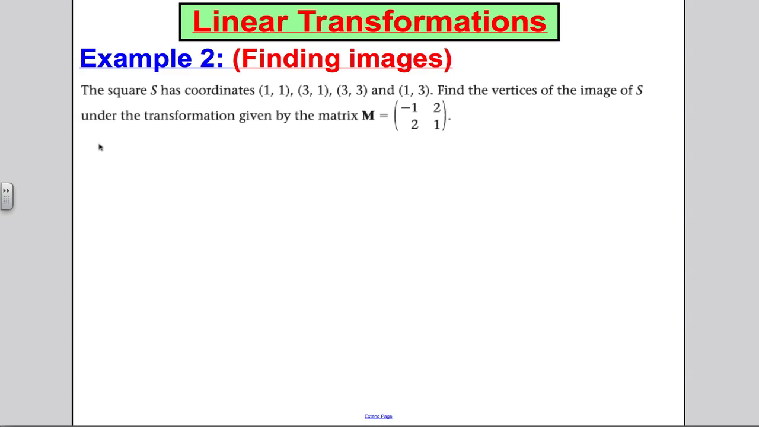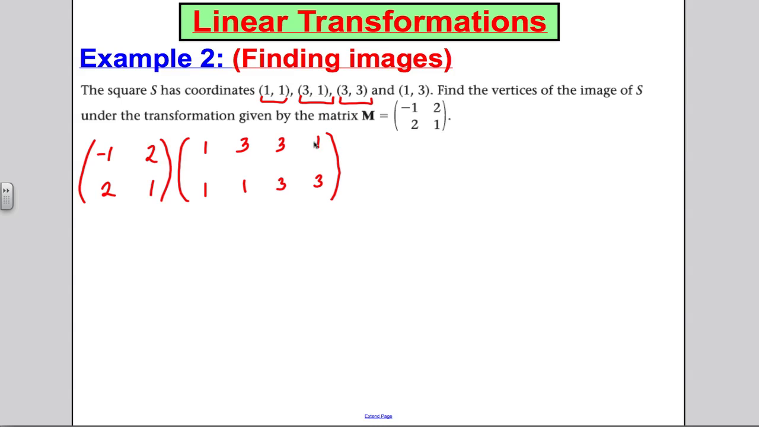Now, I want to apply the matrix M. I want to multiply the matrix M, which is negative 1, 2, 2, and 1, by each vertex of this square. So I'm going to put in each of these points as a column vector. 1, 1, I'm going to put in like that. 3, 1, I'm going to put in like that. 3, 3, I'm going to put in like this. And 1, 3, I'm going to put in like this.